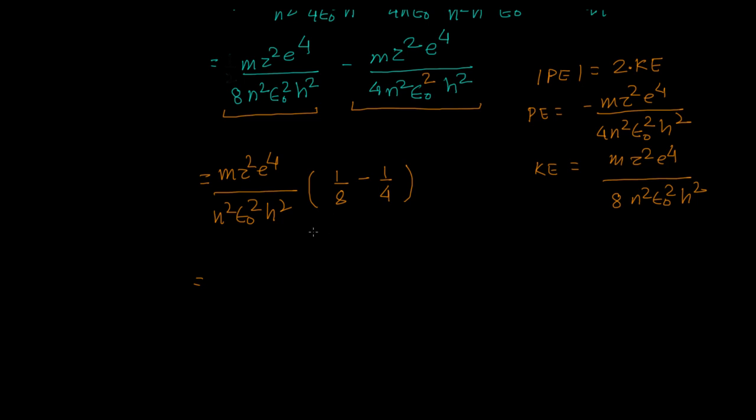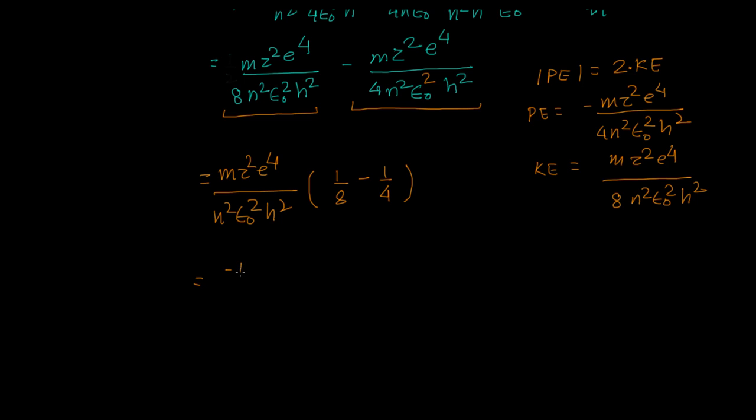It is minus 1 upon 8, is it not? You multiply the numerator and denominator by 2 to make the denominator the same. So it is 1 upon 8 minus 2 upon 8, so that is minus 1 upon 8. The numerators get added or subtracted as they are. So it is minus 1 upon 8.